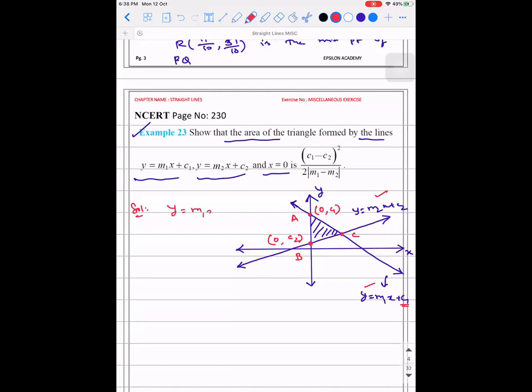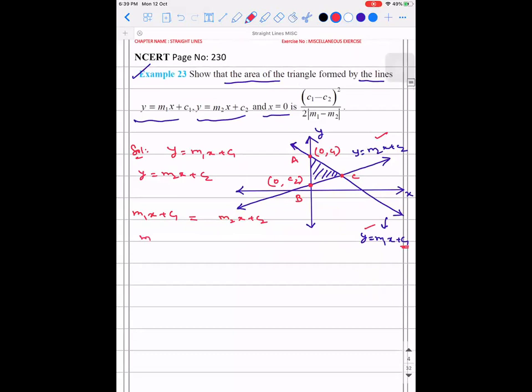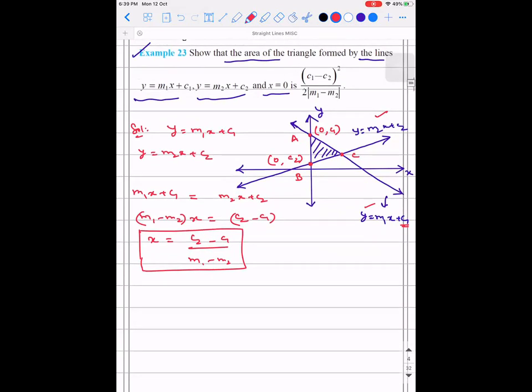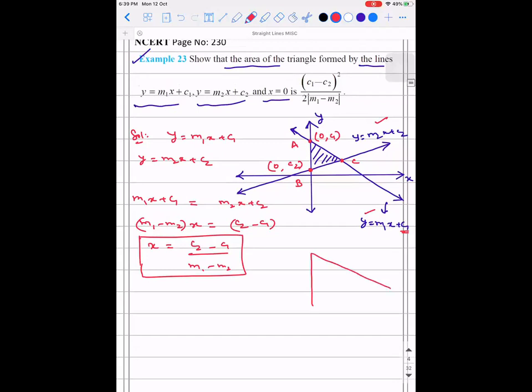So y = m1x + c1. Similarly, y = m2x + c2. So m1x + c1 = m2x + c2. Then (m1 - m2)x = c2 - c1. Okay. So x will be equal to (c2 - c1) divided by (m1 - m2). See, according to me, in this problem, you need not find y at all, because if you take the separate diagram of ABC, it is like this: A, B, and C.